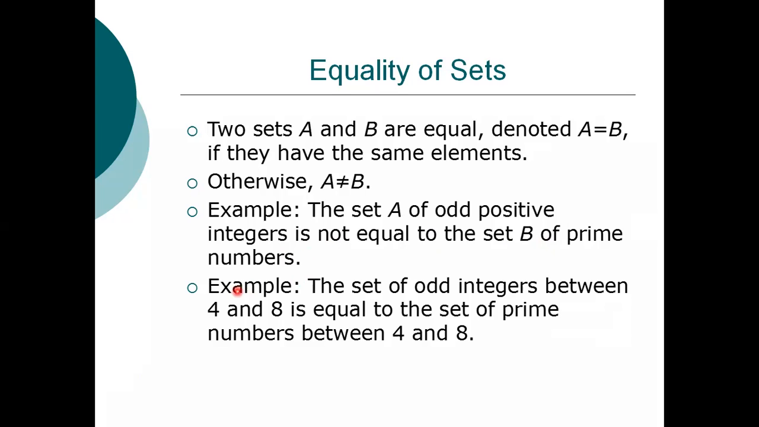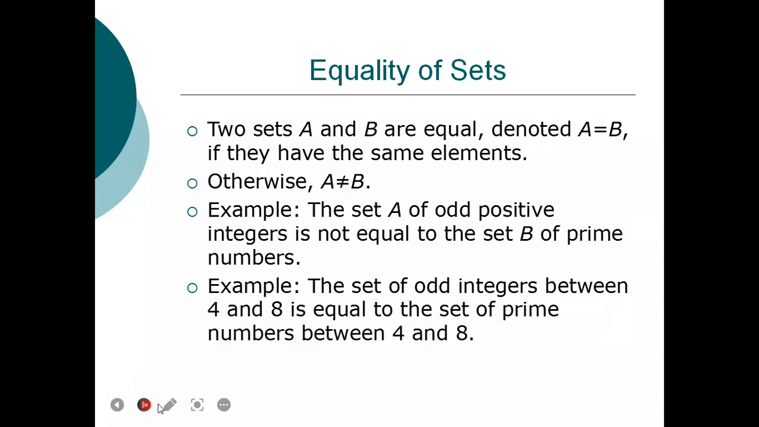Example 2: the set of odd integers between 4 and 8 is equal to the set of prime numbers between 4 and 8. The odd numbers between 4 and 8, which ones? 5 and 7, only 2. And between 4 and 8, 5 and 7 are also prime numbers. This is why these two sets are equal.